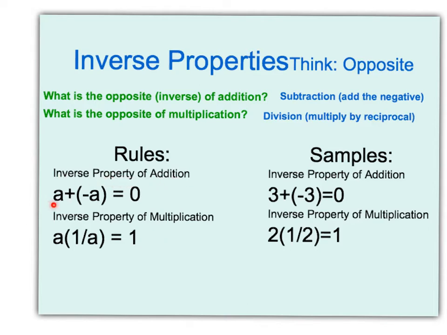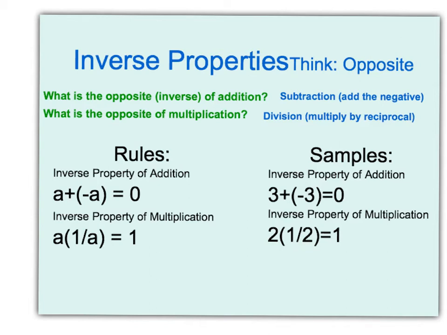If you have a number a and you add the opposite of that number, which is a negative a, you would get 0. An example of the inverse property of addition over here: 3 plus a negative 3 makes 0. All right, the inverse property of multiplication. If you take a number a and you multiply it by its reciprocal, 1 over a, you would get 1. An example of this one is 2 times 1/2 is equal to 1.